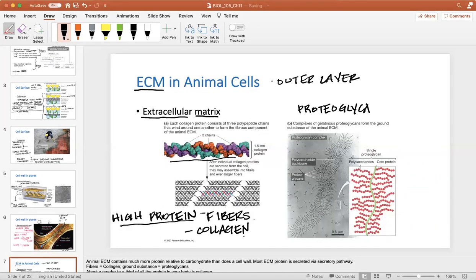Okay, once again, let's take a look at this word. Glycan is typically a word root that means sugar, while proteo means protein. So you can imagine that this is going to be a molecule that is both protein and sugar. And what you see here in its diagram is a core protein with a whole bunch of sugars tacked onto it, okay? And what happens is if you put a bunch of this together, it forms a gel-like substance, okay?